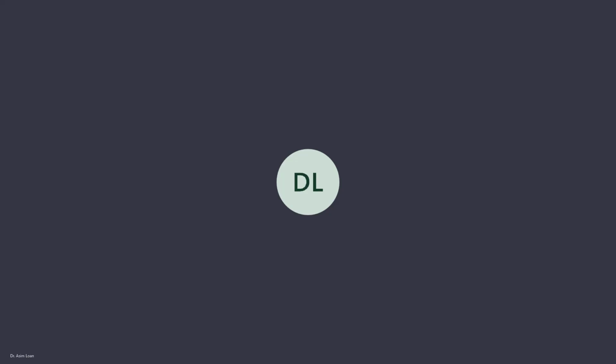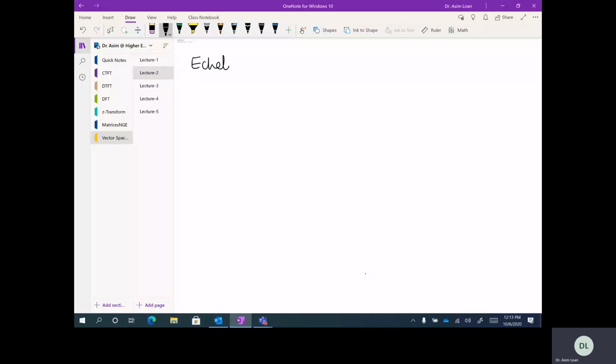Echelon form U and reduced row echelon form R.